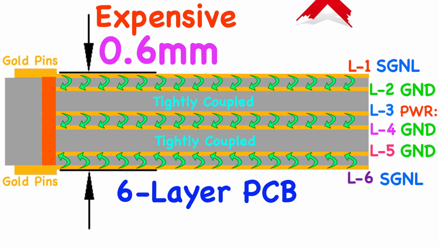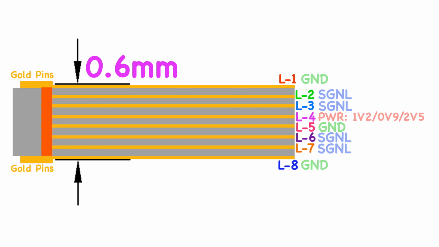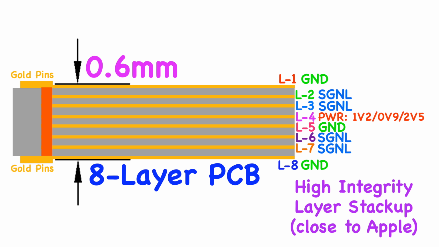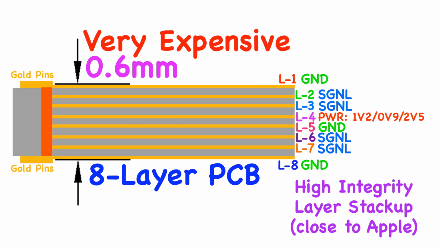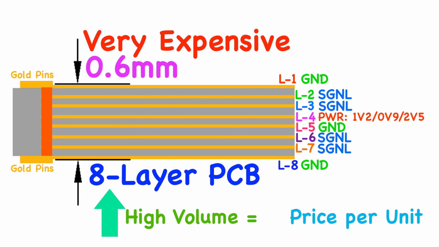While a 6-layer PCB works great for this application, things would have been more optimized if we could produce an 8-layer PCB at 0.6mm thickness. This would give us an extra plane to further create a high integrity layer stackup as shown here. However, fabricating an 8-layer PCB at 0.6mm thickness is very expensive on a small scale unless we can produce the PCB at high volume of pre-orders to bring the price down per unit.